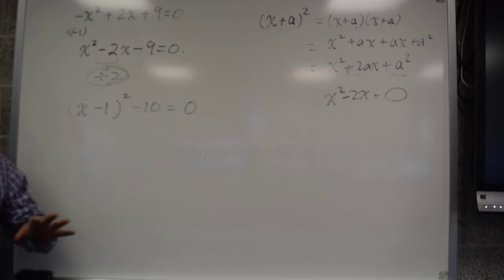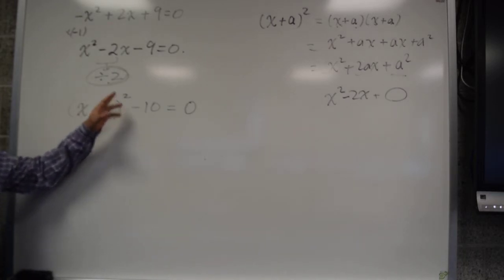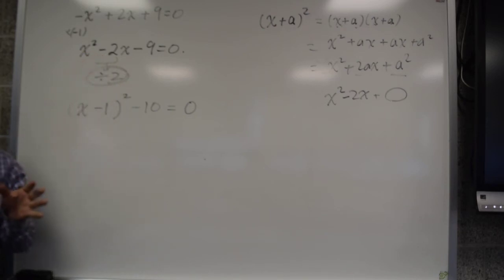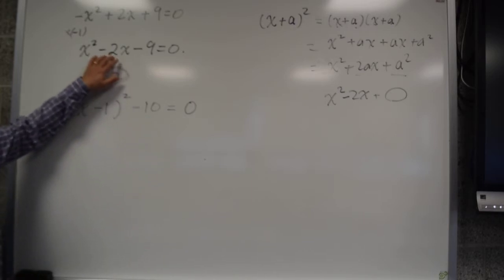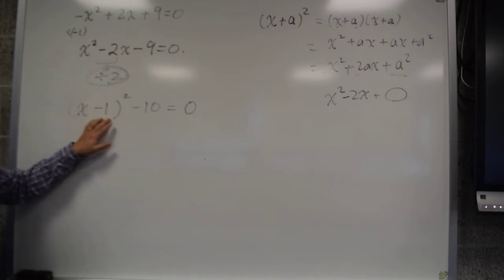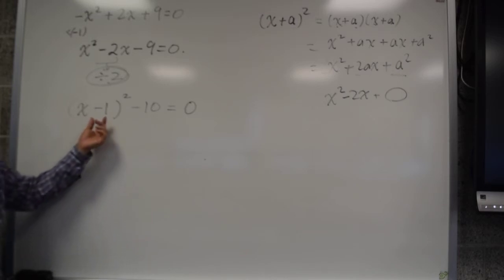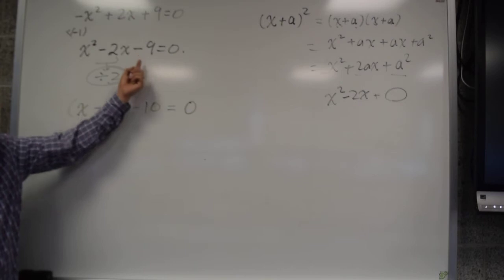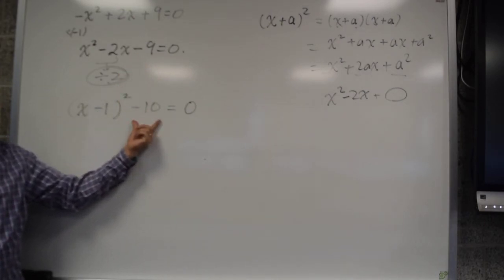It's simple to do it this way if this is an even number. If it's not an even number, it's a little bit more tricky, but you can do it in a similar fashion. But at least when this is an even number, when this is 1, all you have to do is take half of that and ask, if you square -1, that's +1. 1 plus what gives you -9? -10 gives you -9. So that's what you do.